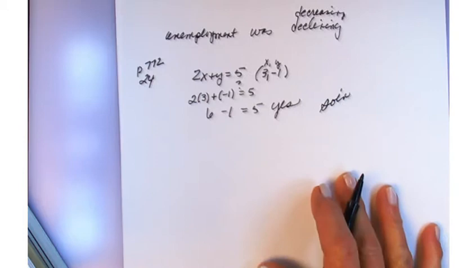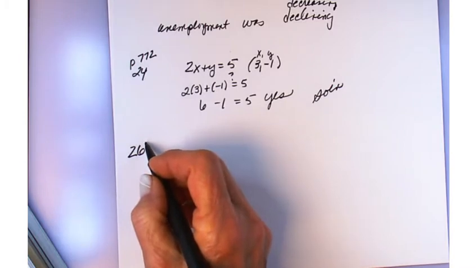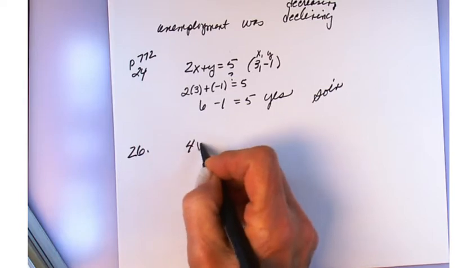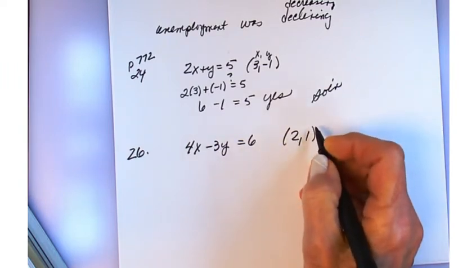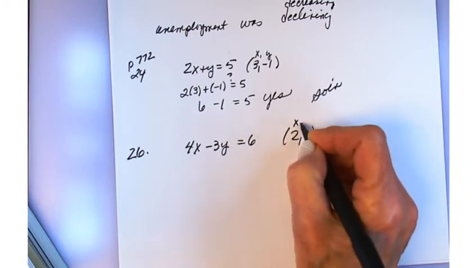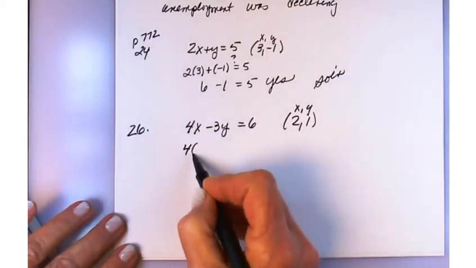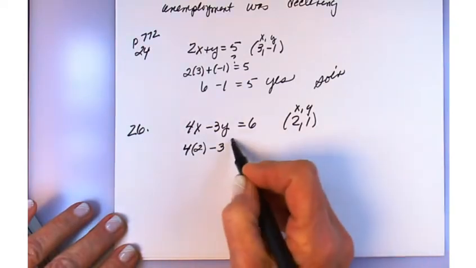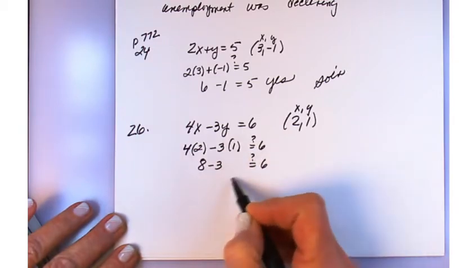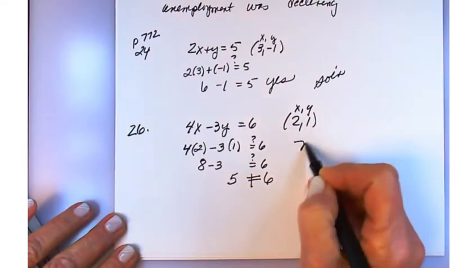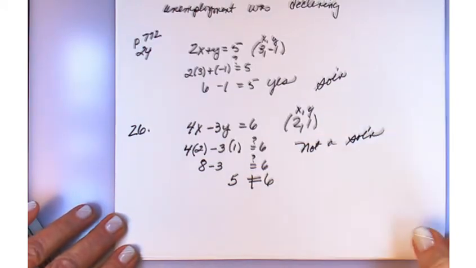Let's look at 26. We have 4x minus 3y equals 6. And the question is, is (2, 1) a solution? So I'm going to label it, so I substitute in correctly. And I have 4 times 2 minus 3 times 1. Does that equal 6? Well, I have 8 minus 3, and we all know that's 5. 5 does not equal 6. It is not a solution.